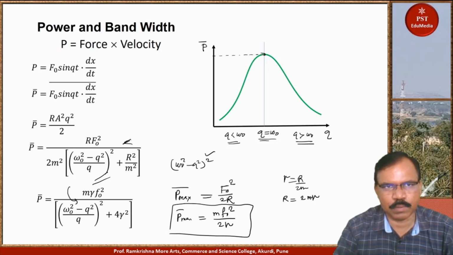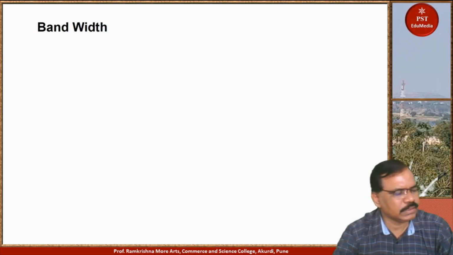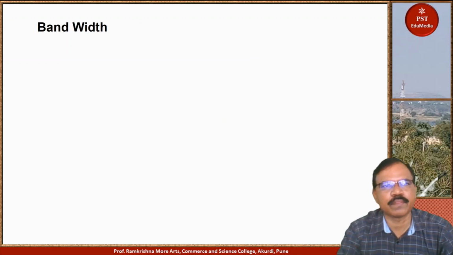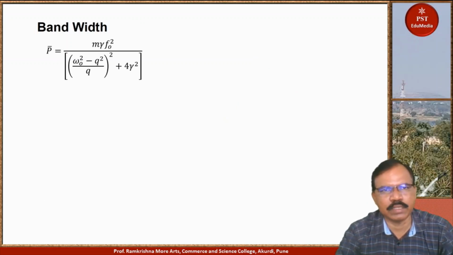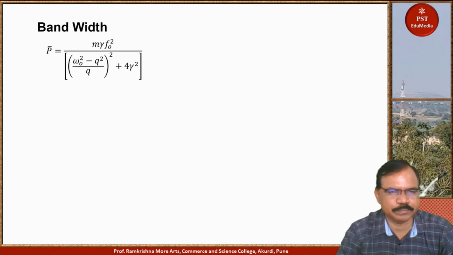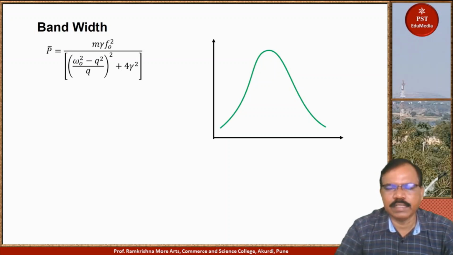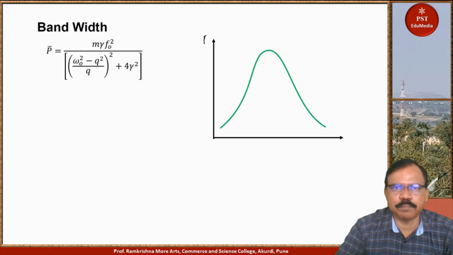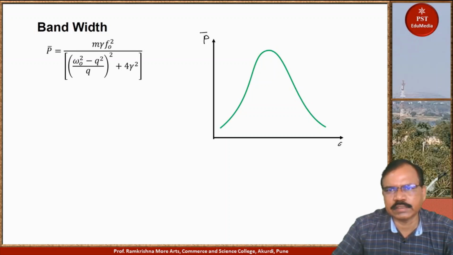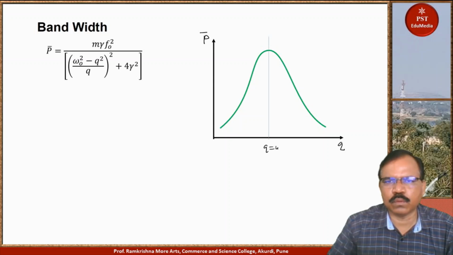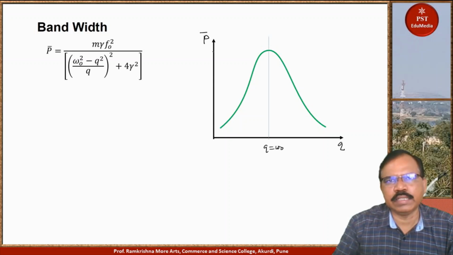That is the maximum power. Now we'll see what is bandwidth. So this is power, in terms of gamma, or you can take it in terms of R. And we have seen this is the graph of P bar versus Q. Here at Q is equal to omega 0, power is maximum, P max.